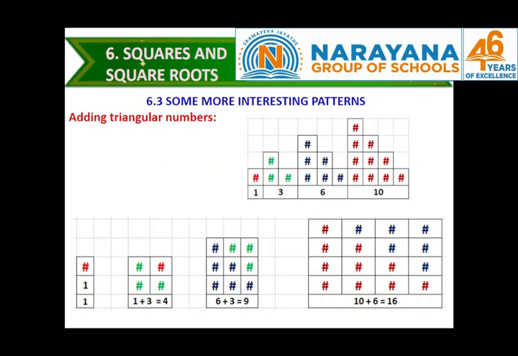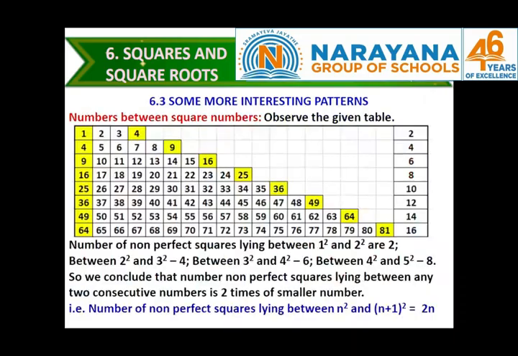Same like 1, 3, 6, 10. I am taking 4 examples here. First one: 1 is a perfect square. By adding 1 and 3, see the color discrimination of the second one. There are 3 greens and 1 red. Together 4, it is a perfect square number. For the third, 3 and 6, by adding I am getting 9. See, there are 6 blue and 3 green. It represents the consecutives. And the fourth one also. So, by adding two consecutive triangular numbers, we'll get a perfect square.